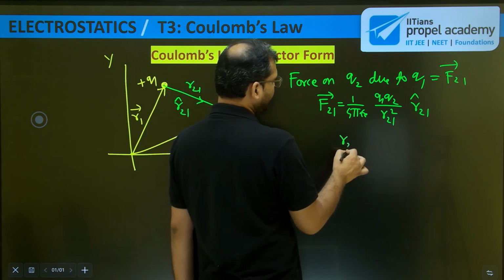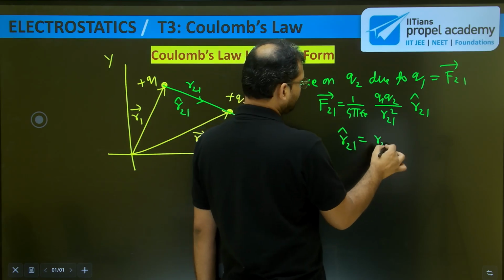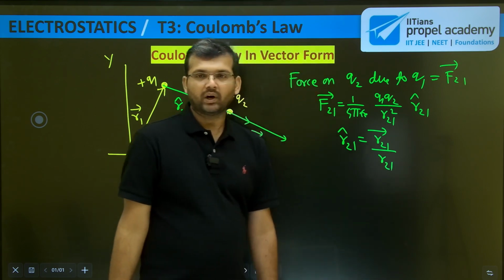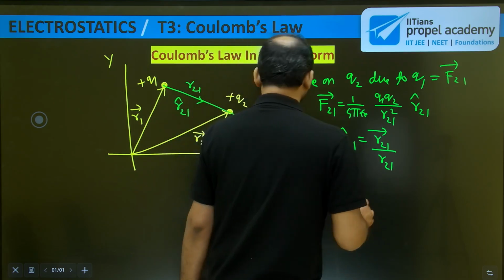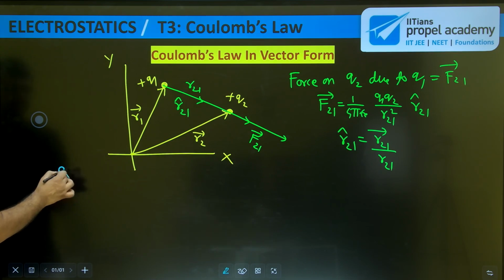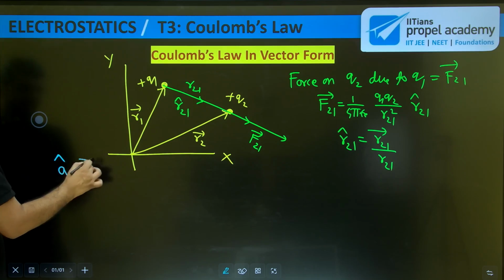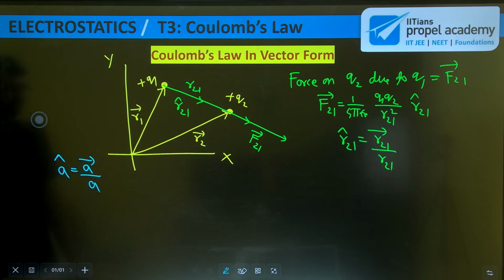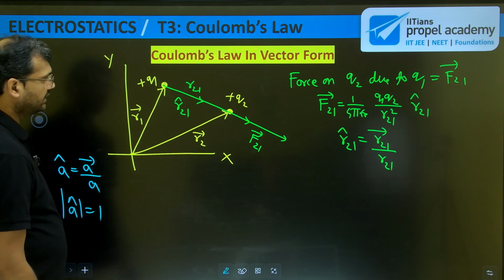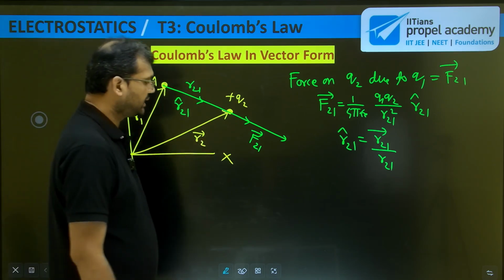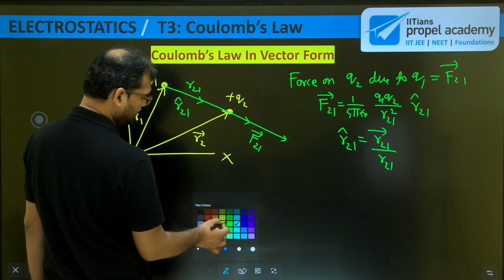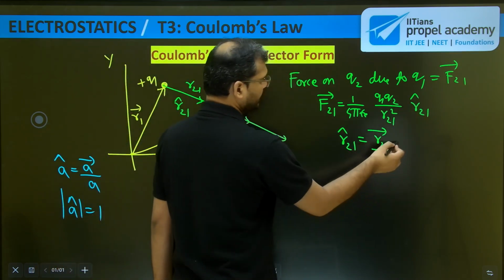So you can write R cap equals R21 bar by R21. What is this? It's the unit vector form. I hope you remember this basic idea: A cap is A bar by A, and the magnitude of a unit vector is 1. In the place of A, I have R21. So now how will my formula change? Just substitute this here.